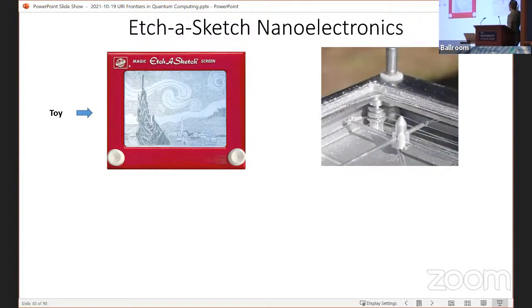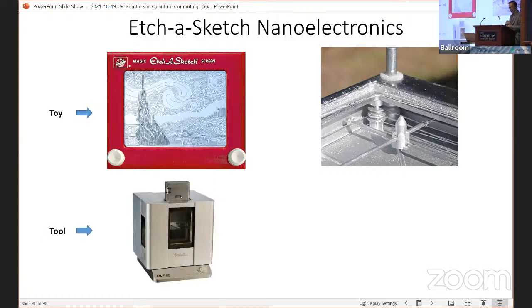But if you look inside, basically there's a stylus that is pressed against a plastic sheet, and there's aluminum powder that sticks to that plastic, and you can scrape it off. And when you scrape it off, it looks dark because the light passes through. And it's reversible, so you can turn it upside down and shake it. So of course, that's a toy. We're adults now. We have tools.